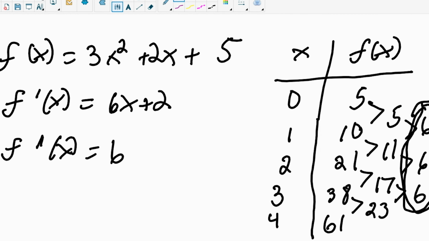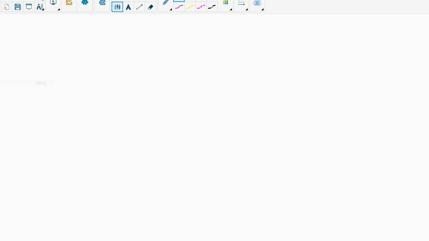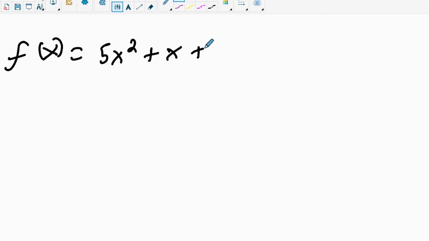So let's look at another example. Let's say this is some quadratic function, f of x. Let's do it like this: 5x squared plus x plus 2. If you look at this, I think you can clearly see the second derivative is 10. So when I do the second level of the differences, I should get 10. And that should be easy to see.